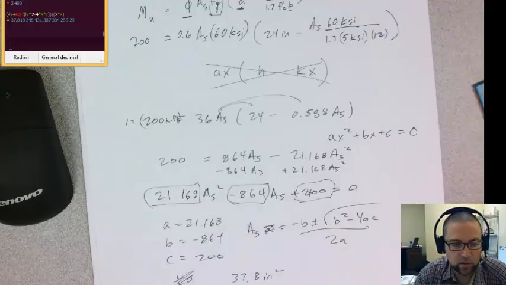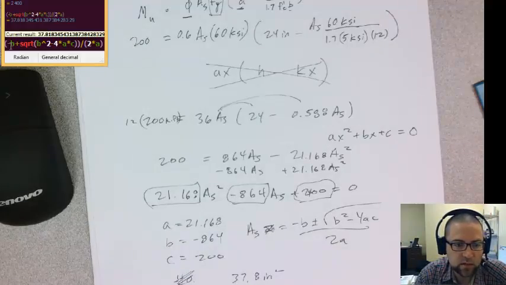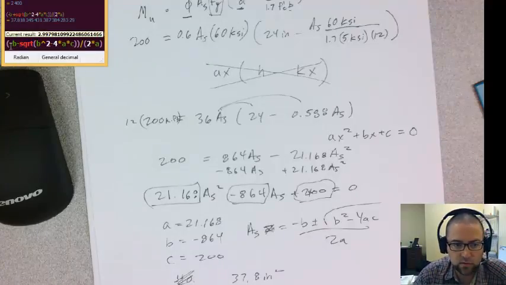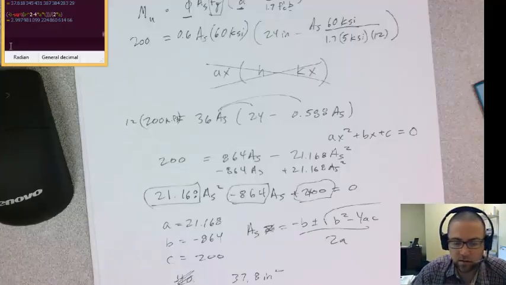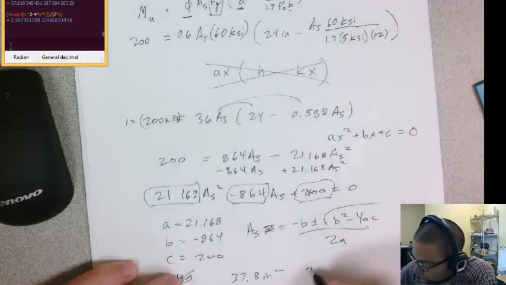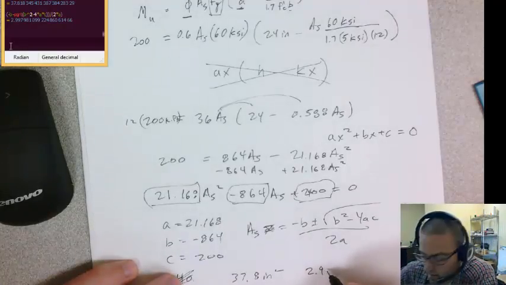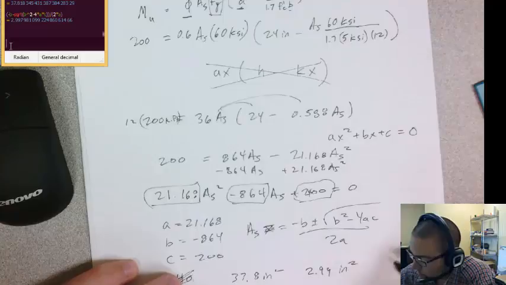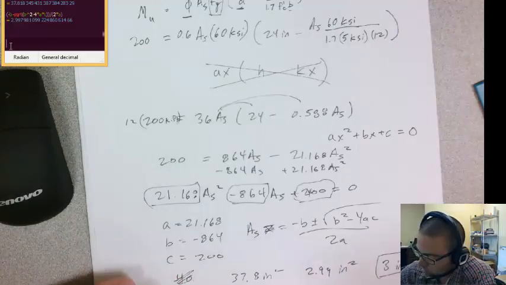And let me look at when I subtract. So instead I'm going to subtract the square root. And that looks a lot better. So this is 2.99, call it 3, right? Call it 3 inches squared. And that would just be a little bit conservative if I added a little bit more. So 3 inches squared of steel is what I'm going to use.